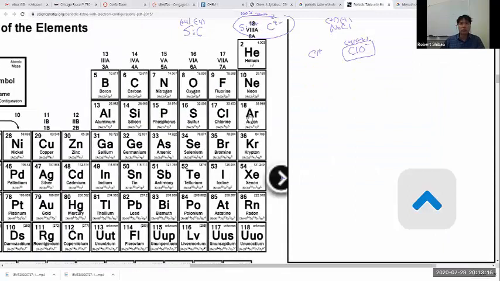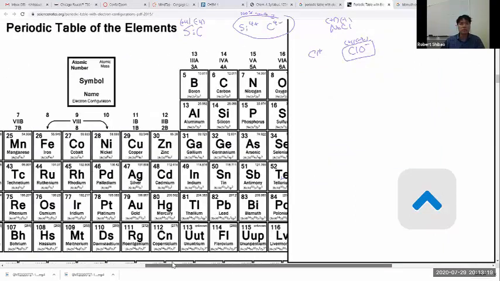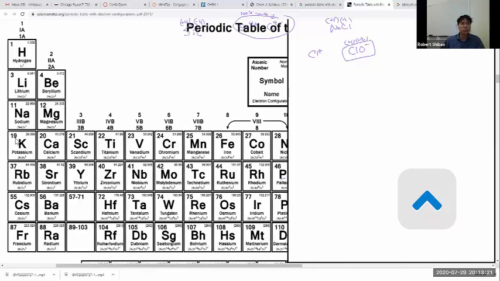We start off with argon, so argon's 18. And then we go 4s1, 4s2, 3d1, 3d2, 3d3, 3d4, 3d5, 3d6. And so iron metal itself would be argon 4s2 3d6.